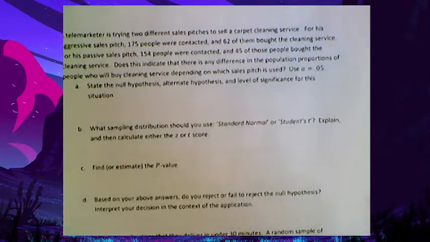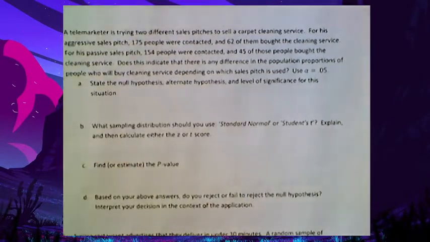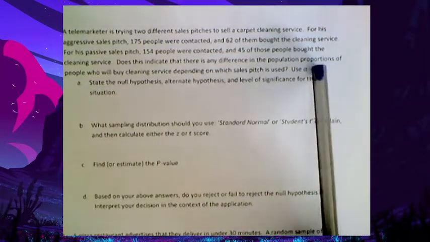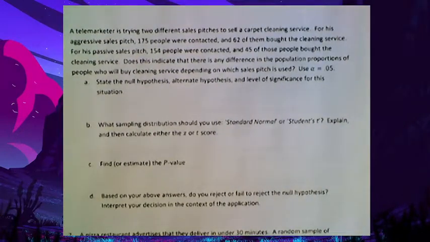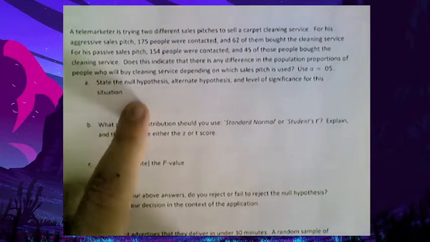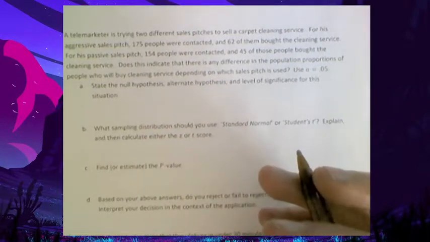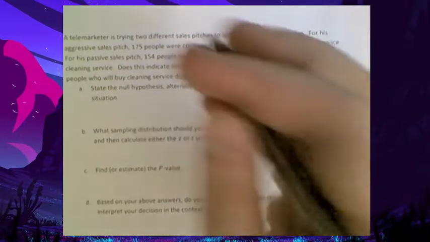So again, we have another hypothesis test, but this is a difference in proportions. That's why I'm specifically saying the term proportion when I'm writing these, right? So our null is going to be that the difference is 0.